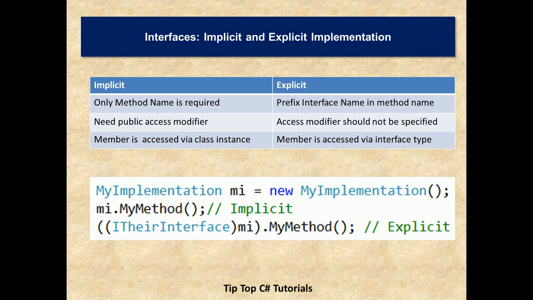You initialize one of the class instances here, and for implicit methods, you just need to access it via the class instance because these methods are public. It will be available. Whereas if you want to access an explicitly implemented method, it will be available only via the interface type and not via the class instance. You have to cast it to the interface type, then the method name will be accessible. That's about implicit and explicit implementation of interfaces.